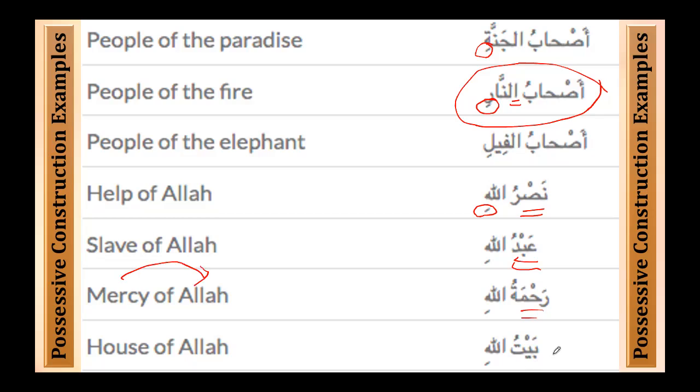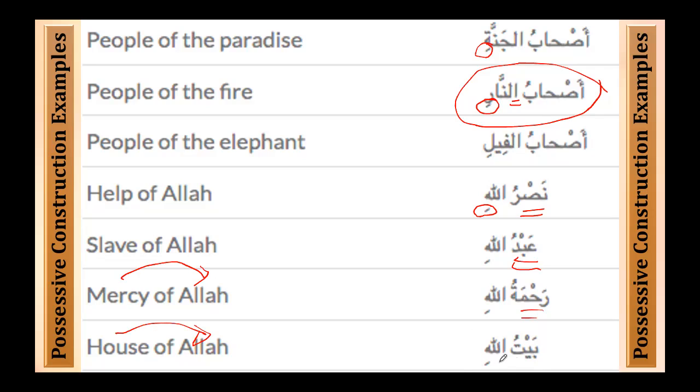Baitullahi, again, not any house. Even though it doesn't have an al in front of it, we are not talking about any house. It is the house of Allah, right? The Kaaba, house of Allah. So bait is definite. And the second term is always majroorun.